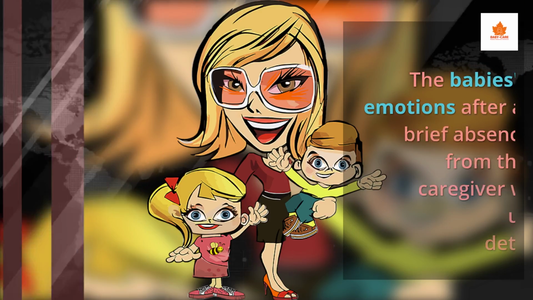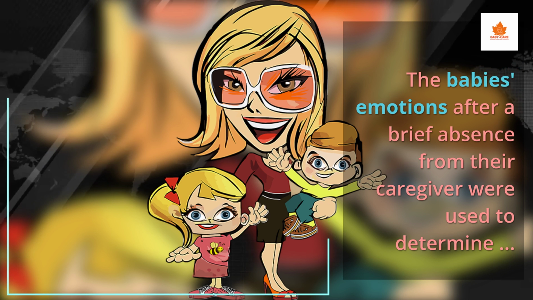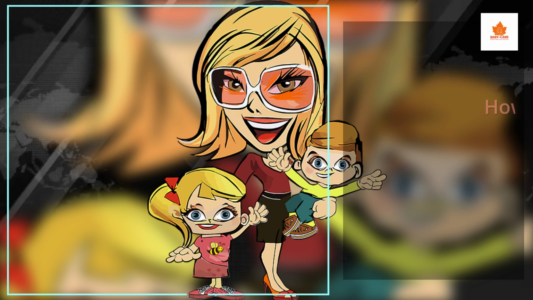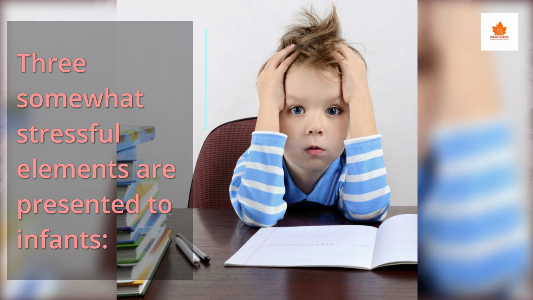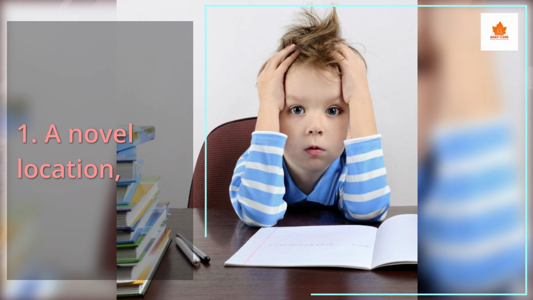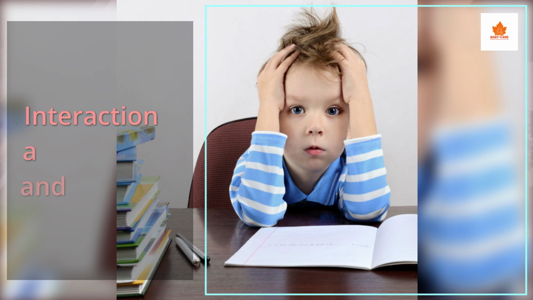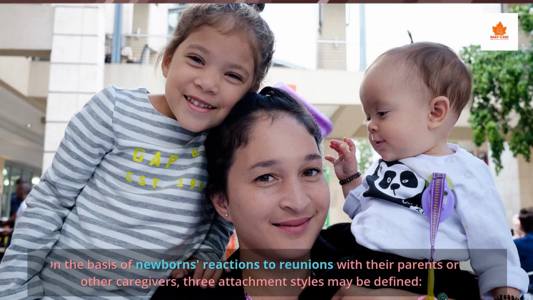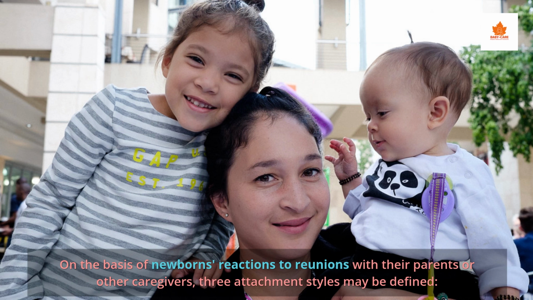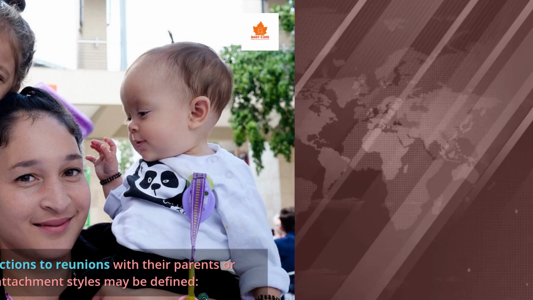The baby's emotions, after a brief absence from their caregiver, were used to determine how much faith they had in their attachment figure's accessibility. Three somewhat stressful elements are presented to infants: 1. A novel location, 2. Interaction with a stranger, and 3. Two brief separations from the caregiver. On the basis of newborns' reactions to reunions with their parents or other caregivers, three attachment styles may be defined.